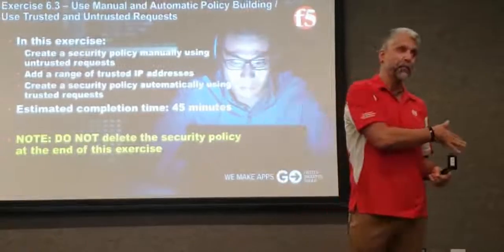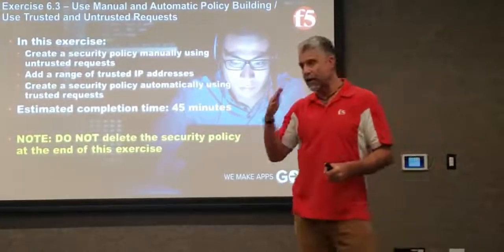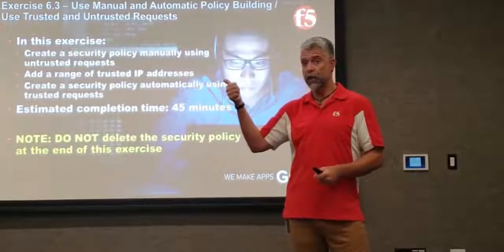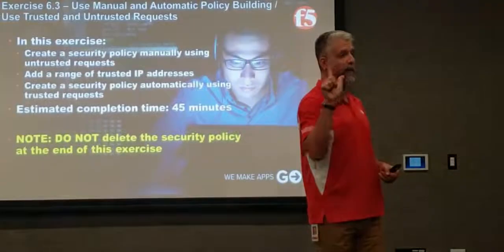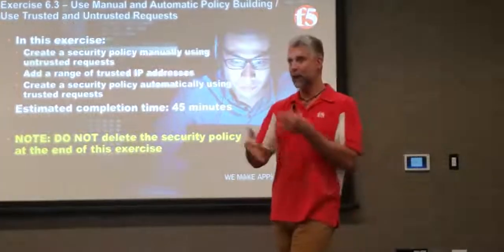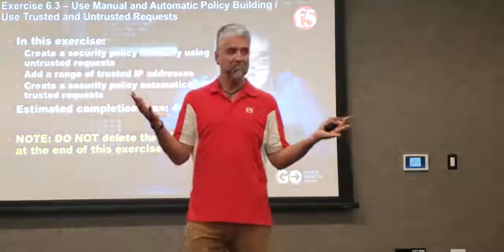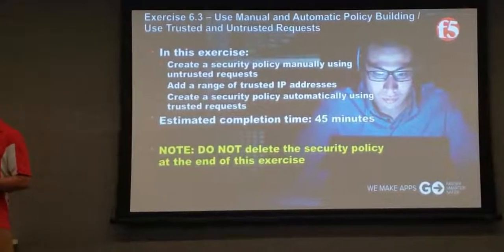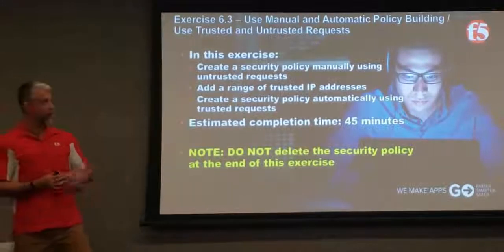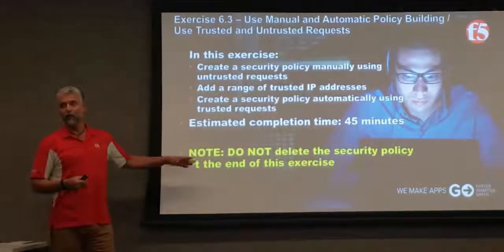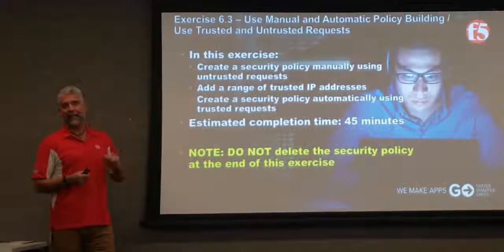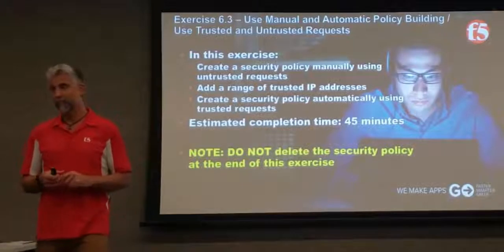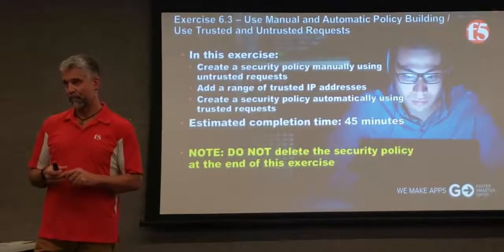You're then going to delete that security policy and create a brand new policy, a second policy, this one using automatic policy building and trusted requests right from the get-go. Generate some traffic and you should see a policy that's really getting built fast. And that's going to be the policy for your last exercise. So don't delete your policy at the end of exercise 3. So with automatic policy building like this, these results are added automatically to the whitelist.